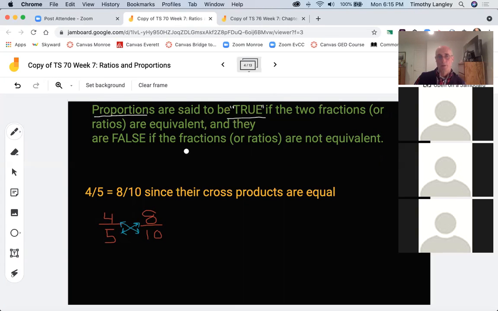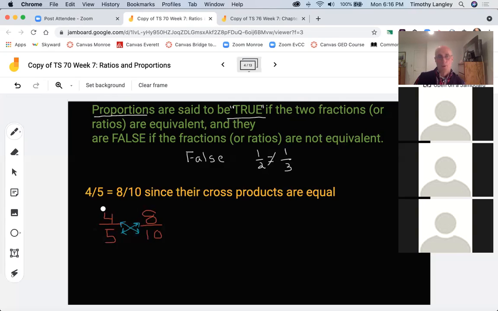I'll give you an example of a false equivalency. If I had 1/2 and 1/3, and I ask myself, are these proportional? Is this a true ratio or proportion? Cross multiplying again, 2 times 1 is 2, 1 times 3 is 3. I get different answers. This is a false proportion. They're not equal. If I wrote an equal sign here, that's actually not true, so I'm going to put a line through it.